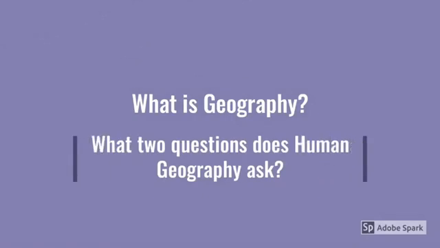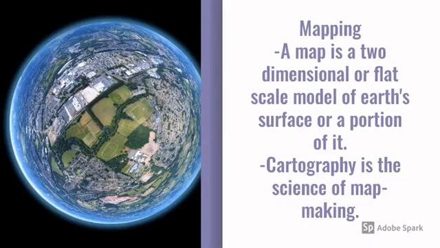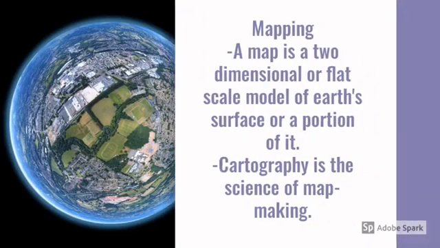So, geography is a study of where things are found on the Earth's surface and the reasons for the locations. And human geography asks two simple questions: where are people and activities found on Earth, and why are they found there? Mapping. A map is a two-dimensional or flat-scale model of the Earth's surface or a portion of it.